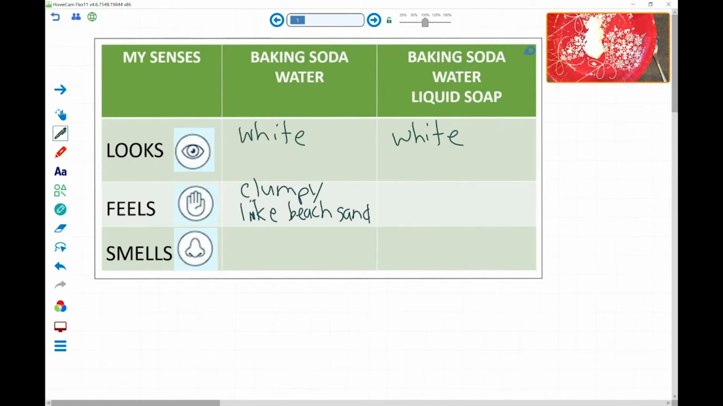And then my baking soda, water, and liquid soap, that one was also clumpy. But actually it felt a little bit softer. I think because the soap kind of softened it up. So it was softer than the other one. Under smell, this one didn't have any smell. No smell. But my liquid soap definitely smelled, we call the word floral because it smells like flowers. Maybe you have soap that smells like lemon.